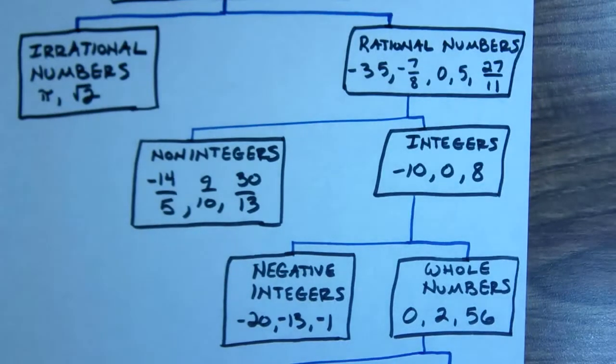So if I were to tell you something is in the group real numbers, I could be talking about anything. If I tell you I have a whole number, that means it's also an integer, and it's also a rational number, and it's also a real number, but it's not necessarily a natural number.